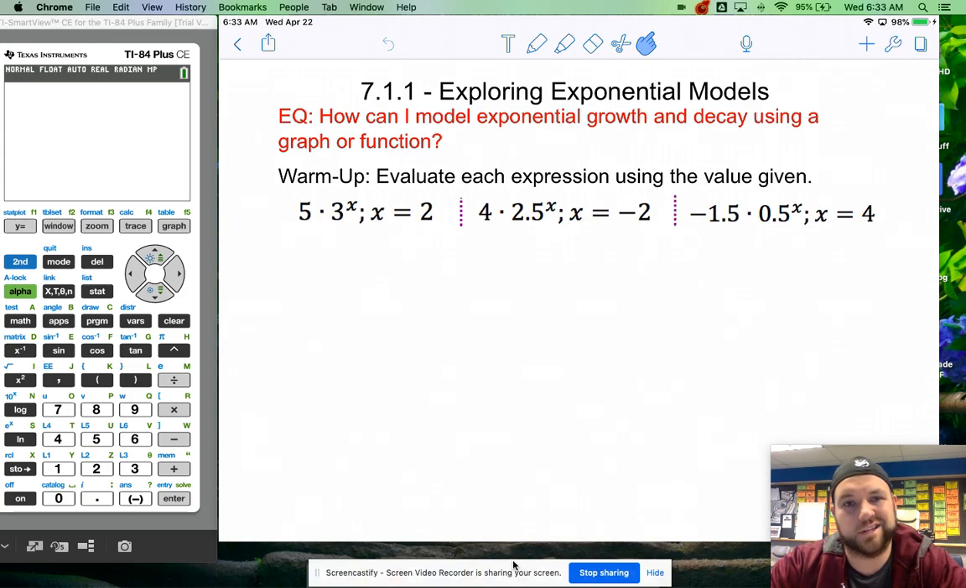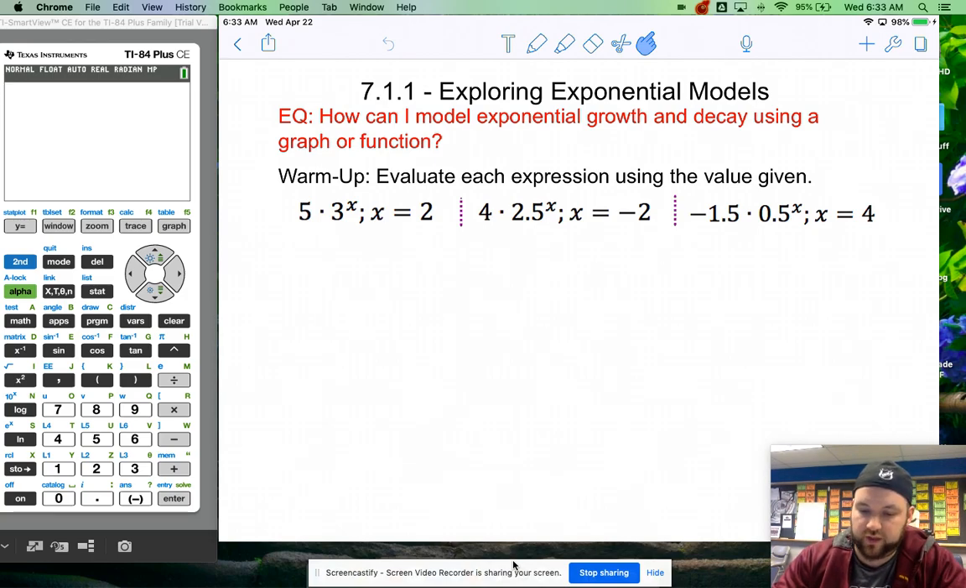We're going to start at chapter 7, which is all about exponential and logarithmic functions. Today, we're going to start off with section 7.1, which is exponential growth versus exponential decay. So, we're going to talk about what those words mean. And it's just another model that can be used for mathematics. So our EQ is: how can I model exponential growth and decay using a graph or function?